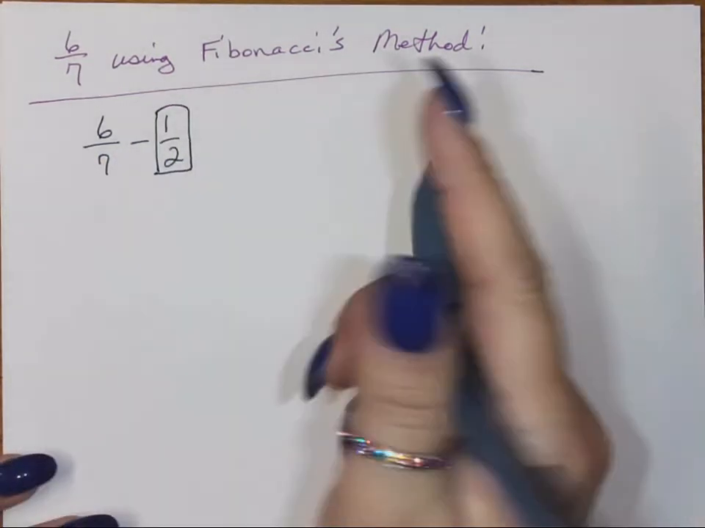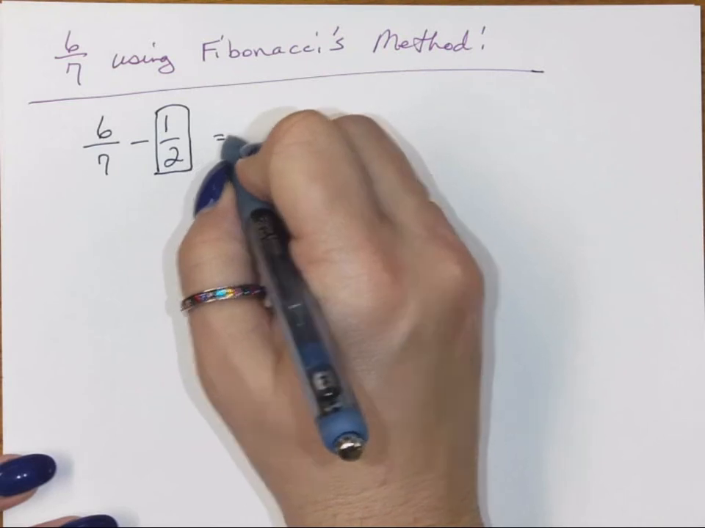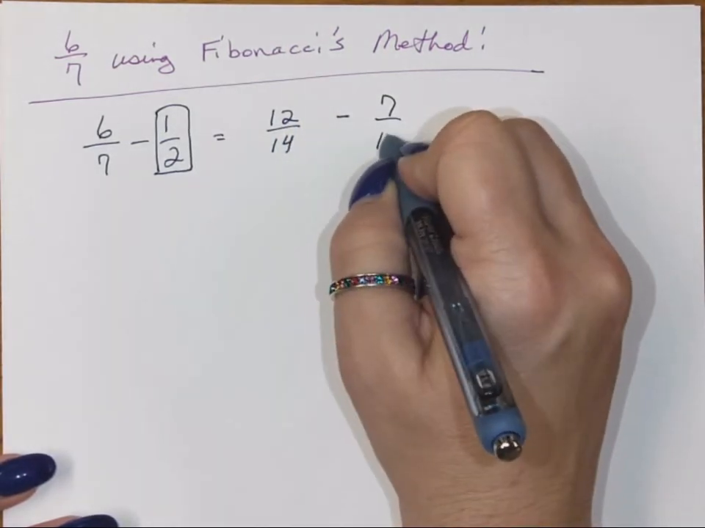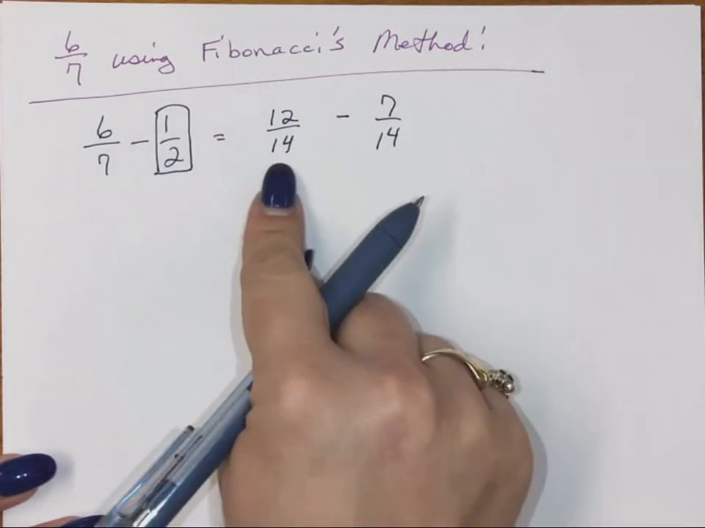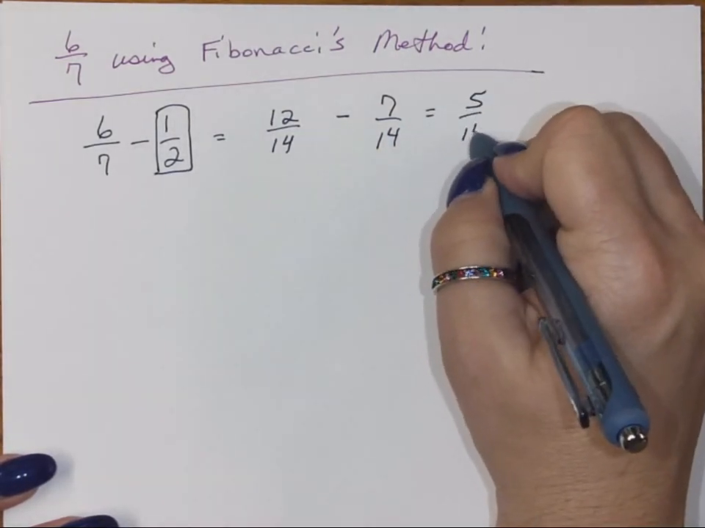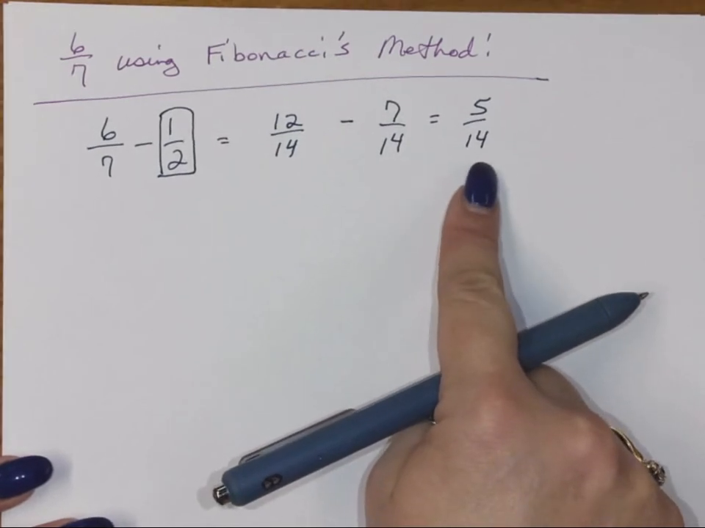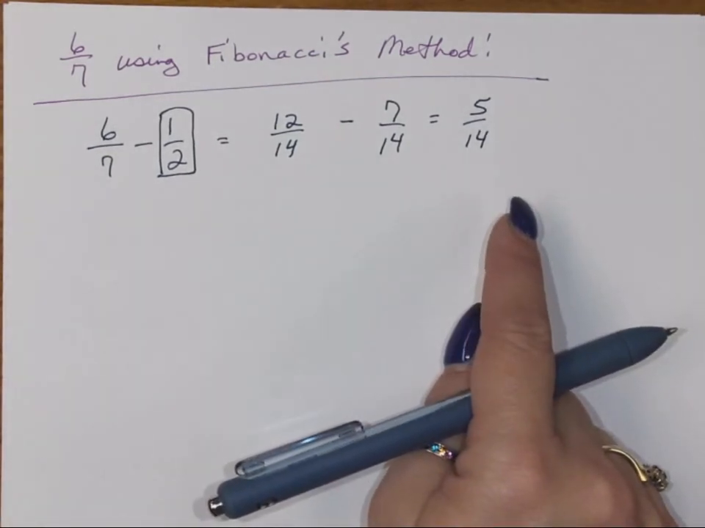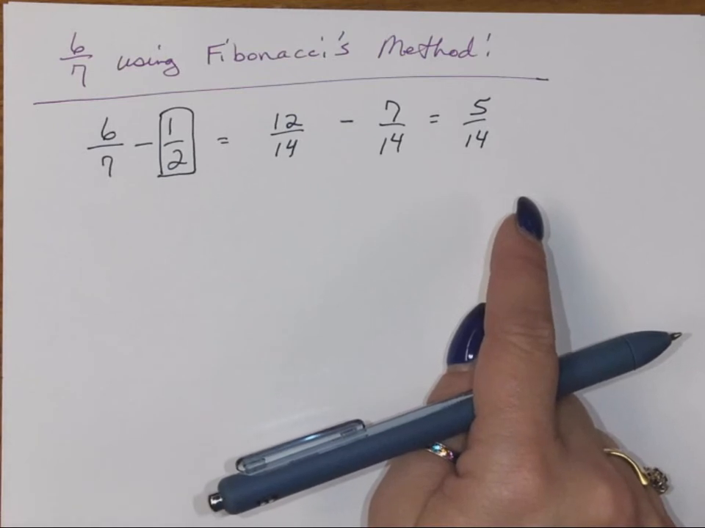because that's really close to the whole. And whenever I get a common denominator with these guys, 12/14 minus 7/14, I just have a 5/14 left over. So unfortunately for us, this is not a unit fraction. So I'm going to do it again.